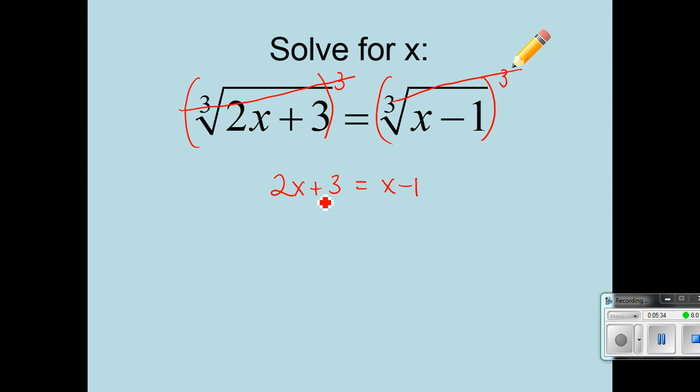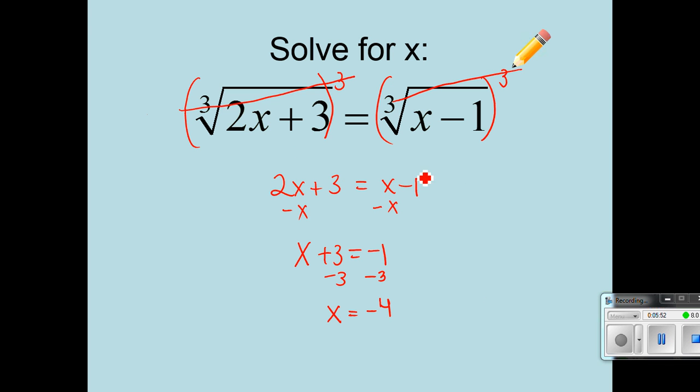How do I get x alone? Well, I'm going to move the x's from one side to the other so they're both on the same side. And I'm going to get x plus 3 equals negative 1. And I'm going to go ahead and move that 3 over, and I get x equals negative 4.